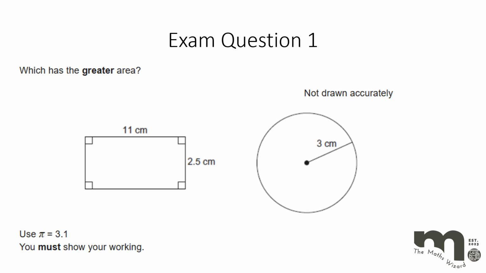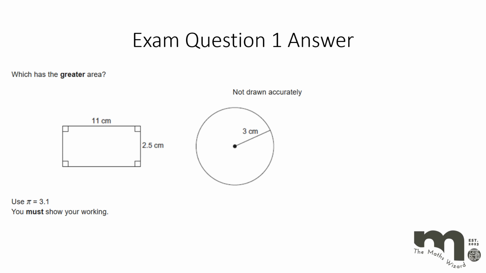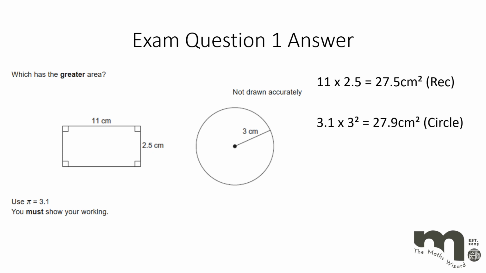Okay, so let's have a look at this step by step then. Your first step is 11 times 2.5. That will tell you the area of the rectangle. Nice and straightforward, just base times height for that. Now the circle, remember they wanted you to use 3.1, so you don't need to use your pi button. But if you do 3.1 times 3 squared, it's still pi times the radius squared. That gives you 27.9, and we can see there that the area of the circle is greater on that one.